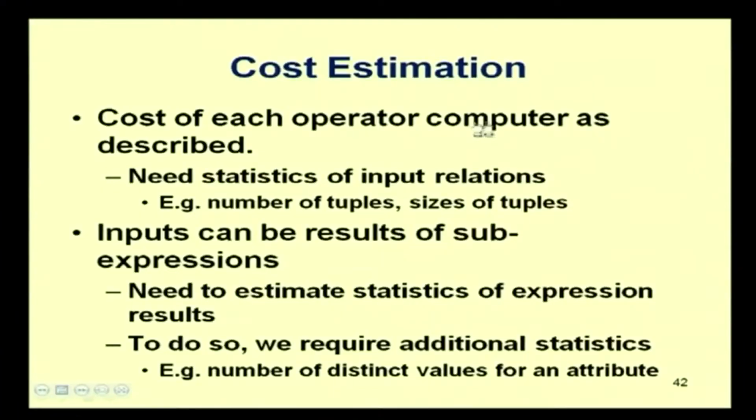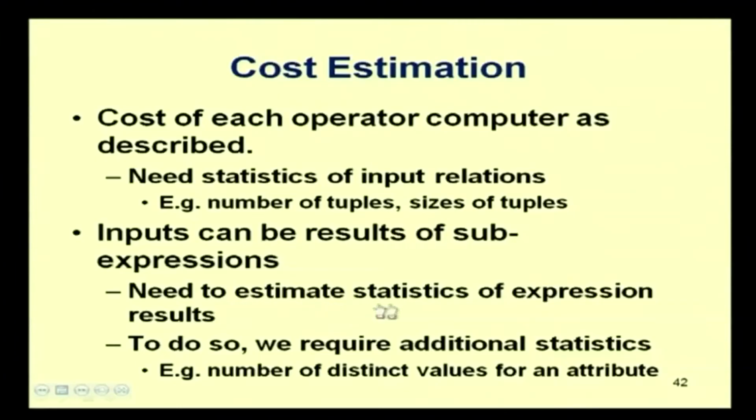So, the cost of each operator is described, and you need statistics of the input relation. The basic two things you need are the number of tuples associated with each relation and the size of the tuples. The size of tuples could mean the number of attributes as well as the type of attributes: integer, real, character, string size, and so on. Inputs can be results of sub expressions, so you need to estimate statistics of expression results.